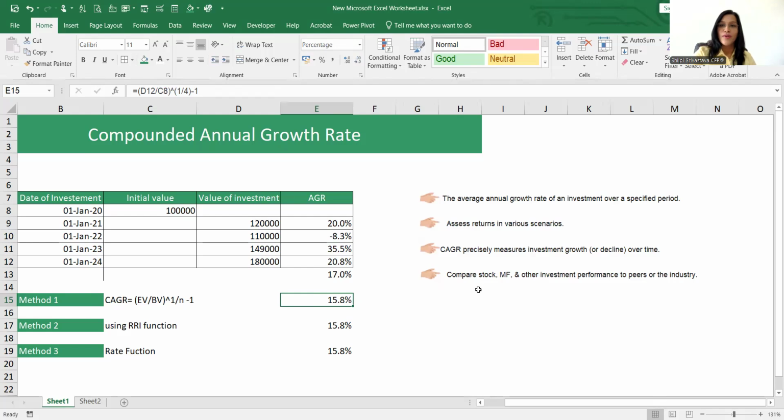I hope you have understood the calculation related to CAGR and you will be easily calculating it.